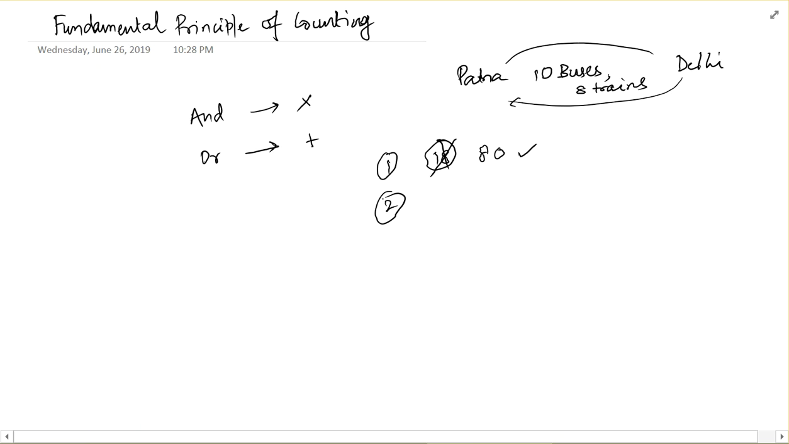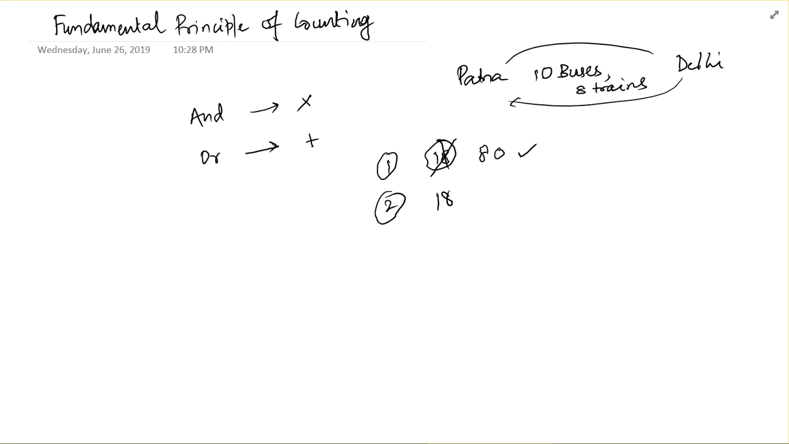The second question is, in how many ways can the man go from Patna to Delhi by any means? In this case, the answer is 18. And now I am telling you the rule of and or. In the first case, the man has to go from Patna to Delhi. So he has 10 options for going.